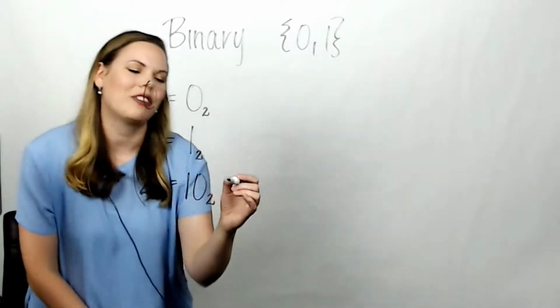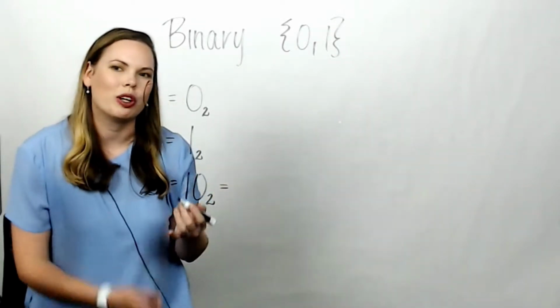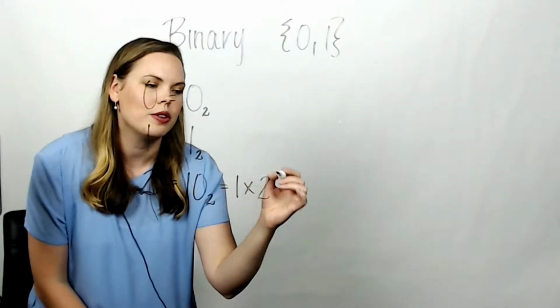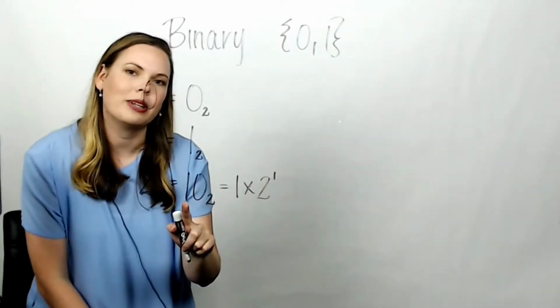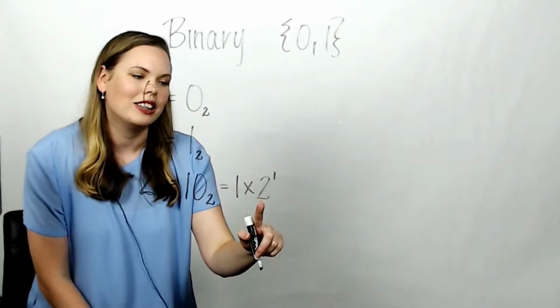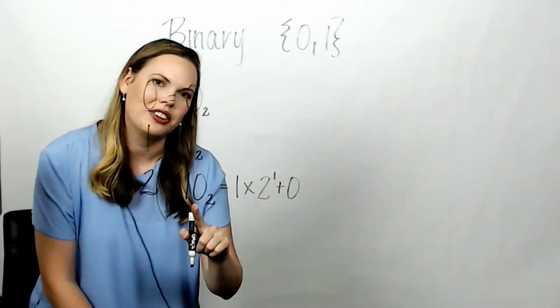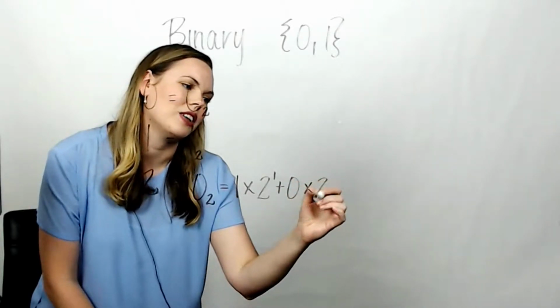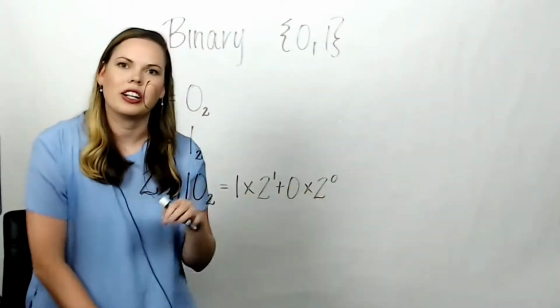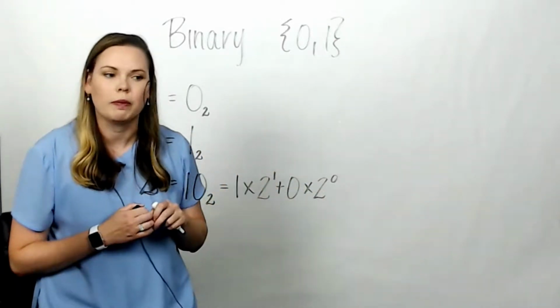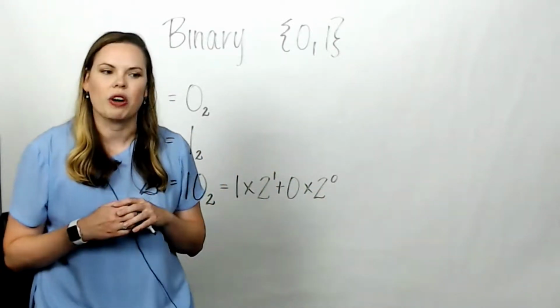So this, if we were to write it in expanded form with exponents, would be 1 times 2 to the first power, because we have a 1 in the 2's place, plus 0 times 2 to the 0 power, because we have a 0 in the next place. So there you can see that if we were to do this multiplication and addition, it would be 2. It'll get us back to the quantity of 2.